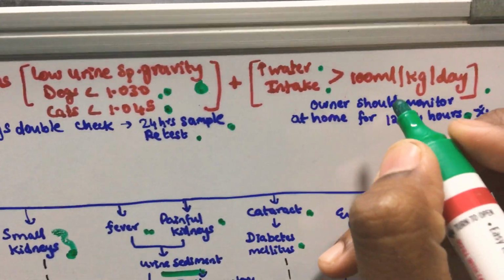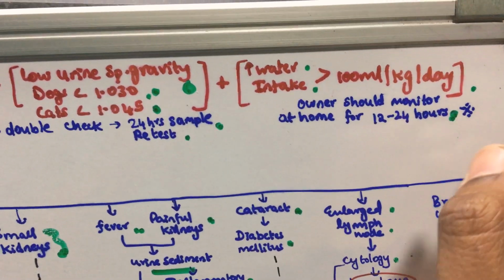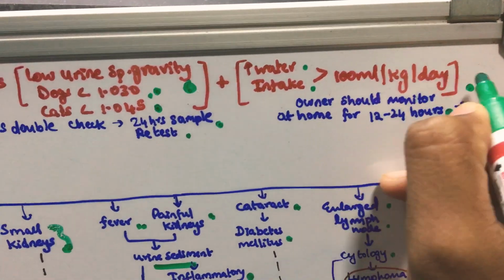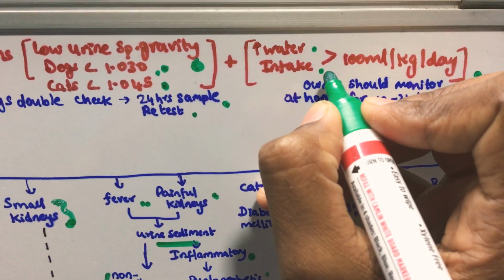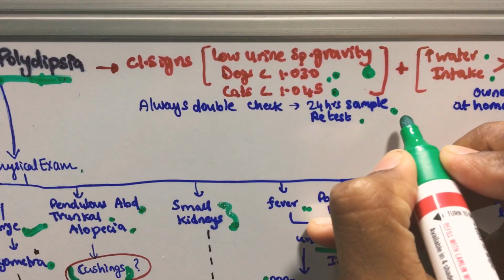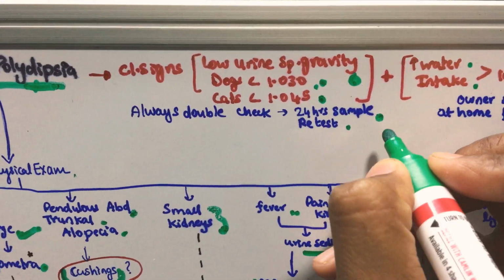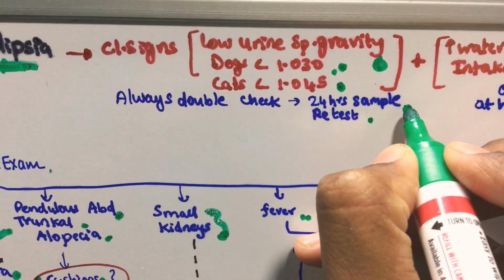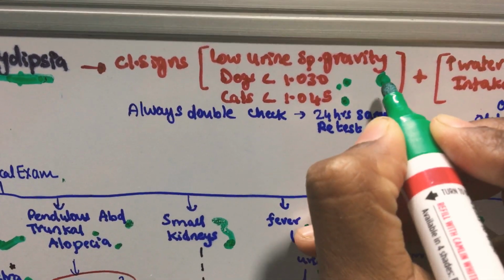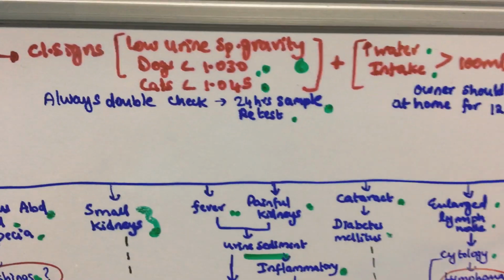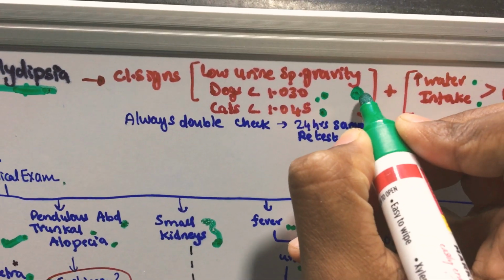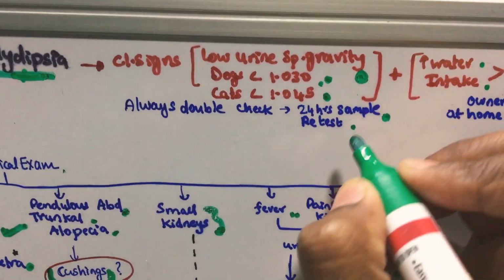Similarly, water intake. A normal dog or cat can drink water up to 100 ml per kg per day. If that amount is exceeded, then it is considered as polydipsia. Polyuria should also be reconfirmed once again by collecting a 24-hour urine sample from the same patient, and we need to check the specific gravity from the same patient. If it is still low, then it confirms that the patient has polyuria.